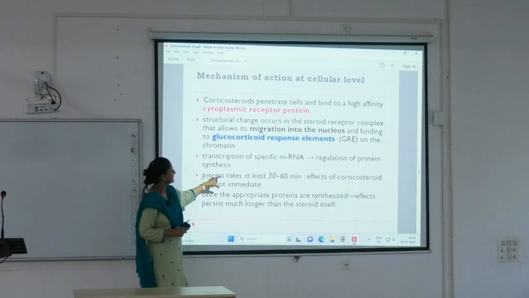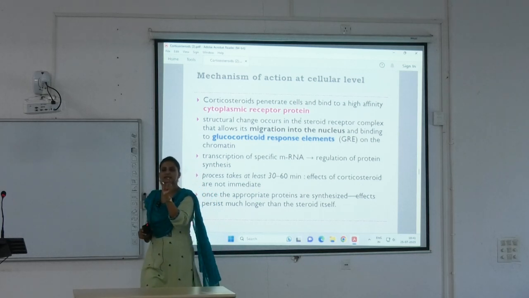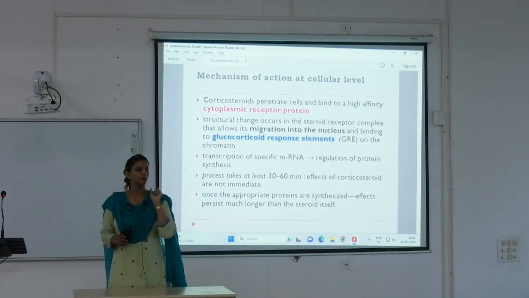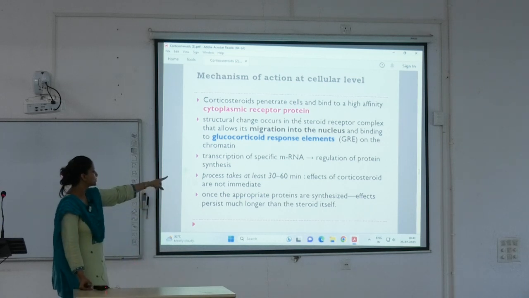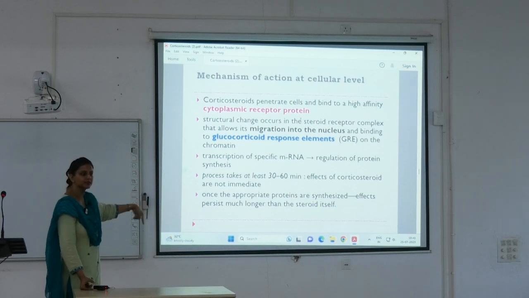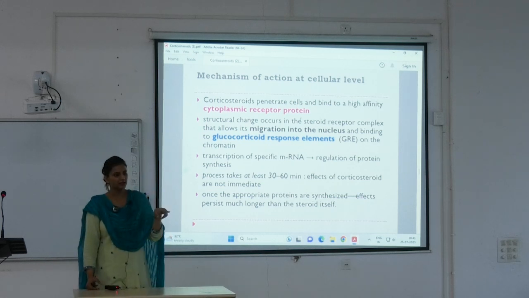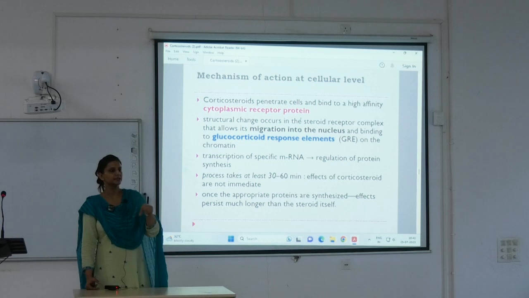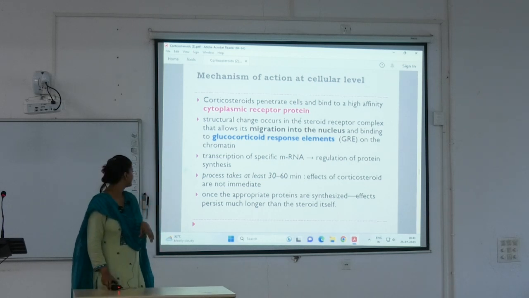So this will take at least 30 to 60 minutes. That is why there is a delay when you give glucocorticoids for action. ওই ডিলেটা, it does not act immediately. Why? Because this is the process that is taking place. Clear? Cells থেকে নিউক্লিয়াস, নিউক্লিয়াস থেকে আবার সাইটোপ্লাজম, সাইটোপ্লাজমে এসে further action on the mRNA.